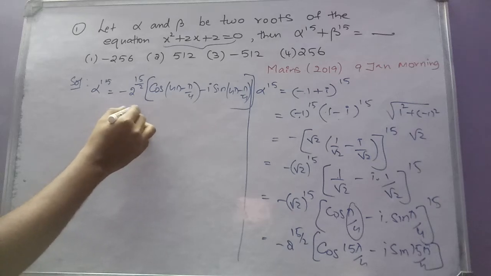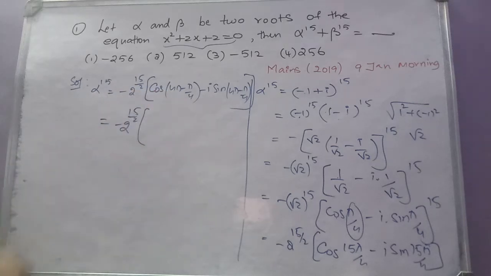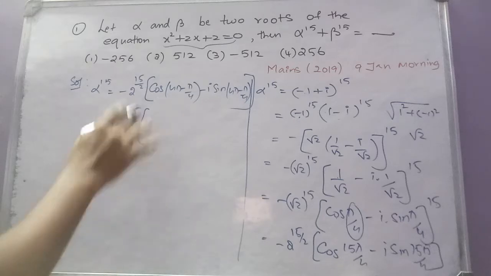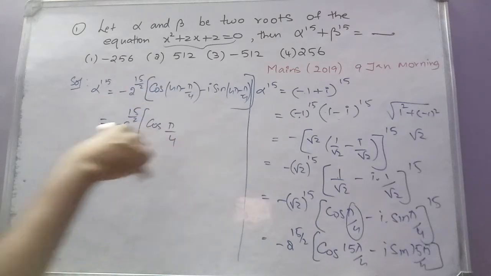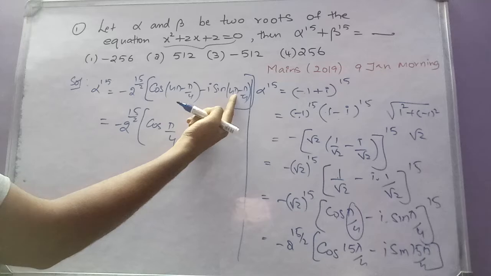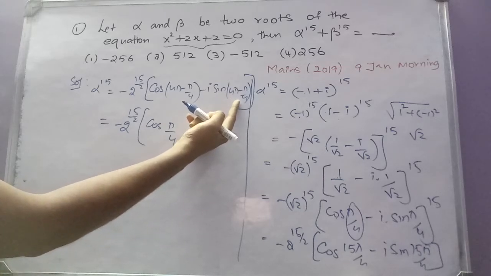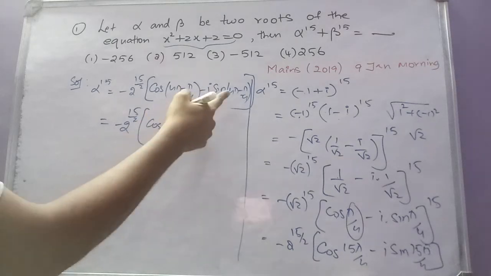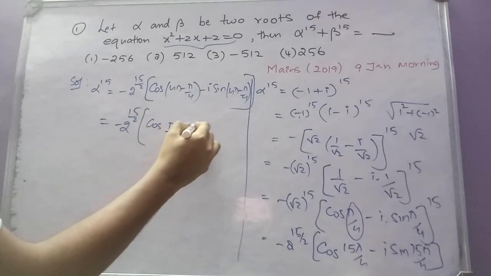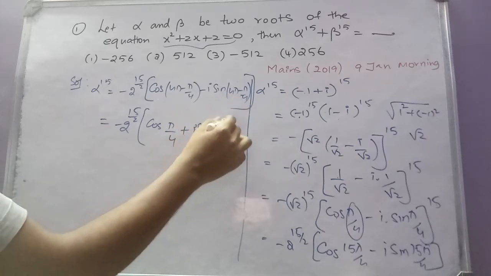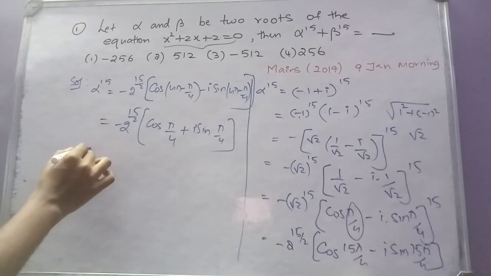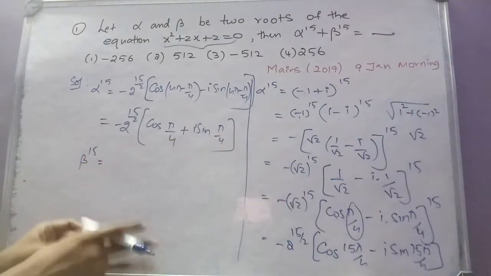So which is equal to minus 2 power 15 by 2 into, 4 pi minus pi by 4 is in the fourth quadrant, right? In the fourth quadrant cos is positive, and 4 pi is an even multiple, so cos will be cos only, cos pi by 4. And this is again in the fourth quadrant, 4 pi minus pi by 4, where sine is negative. So if sine is negative, this minus will become plus, and again 4 pi is an even multiple, so sine will be sine only, it is i sine pi by 4. So remember this.